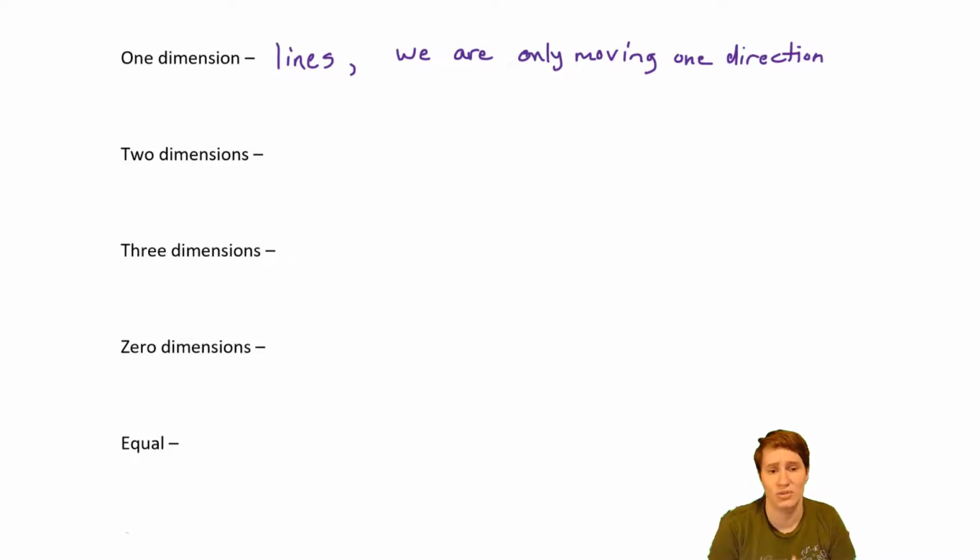Whereas 2 dimensions would be a situation where you can move in 2 directions. So you can move something or perceive something left and right, and also in an up and down or forwards and backwards situation. So 2 dimensions would be planes. And so we can move 2 directions.